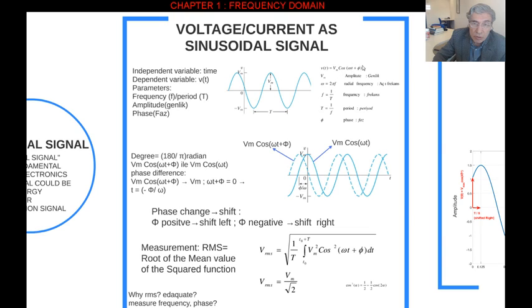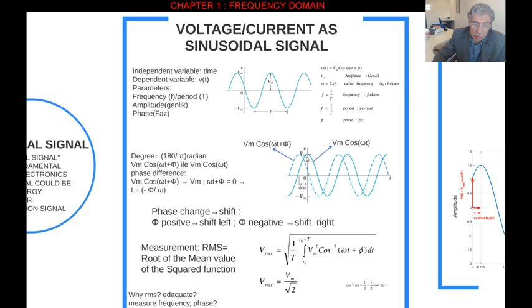When this is equal to 0, isn't it? So when you make this equal to 0, phi is going to be minus omega t. So from that t, if you make it equal to 0, that t is going to be this. So that tells me where this signal's maximum value starts.